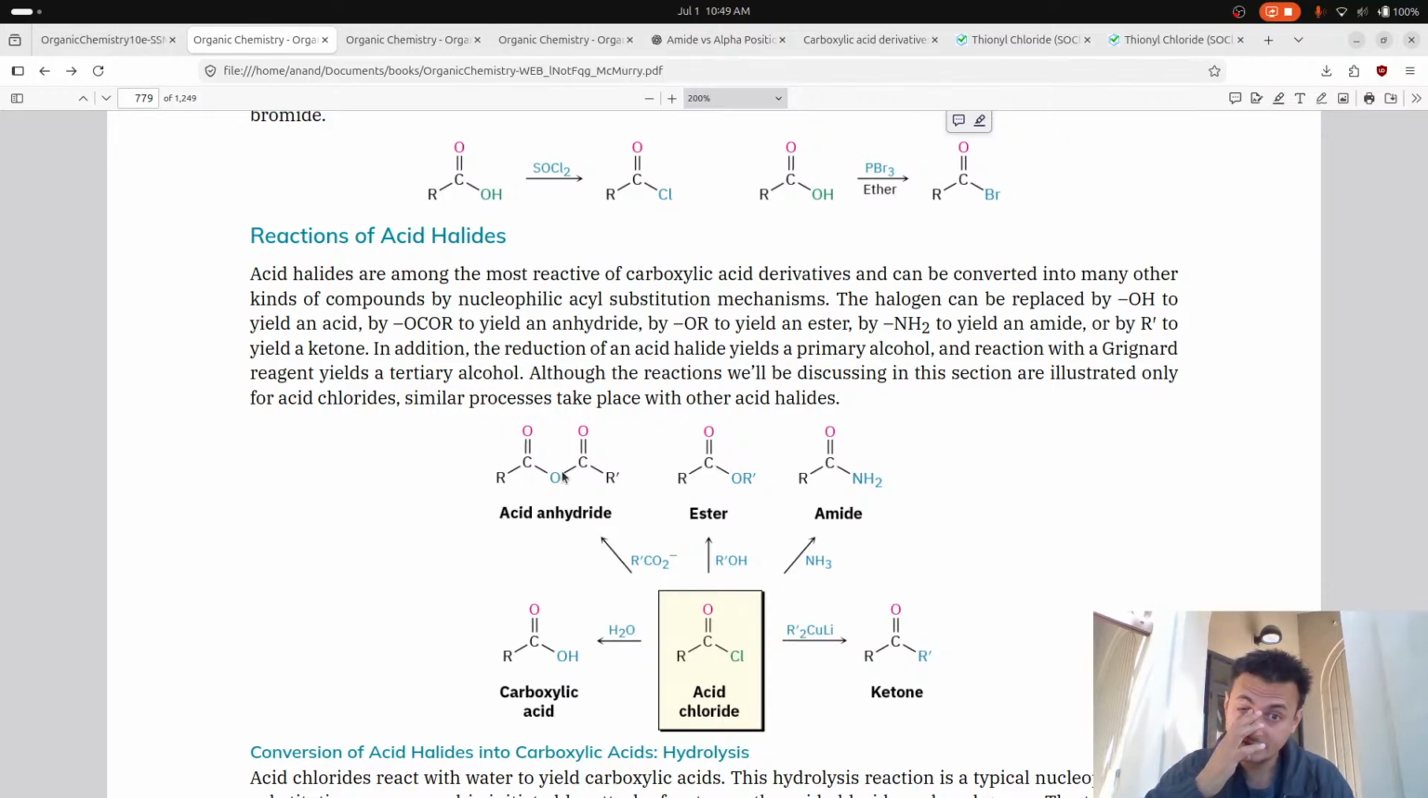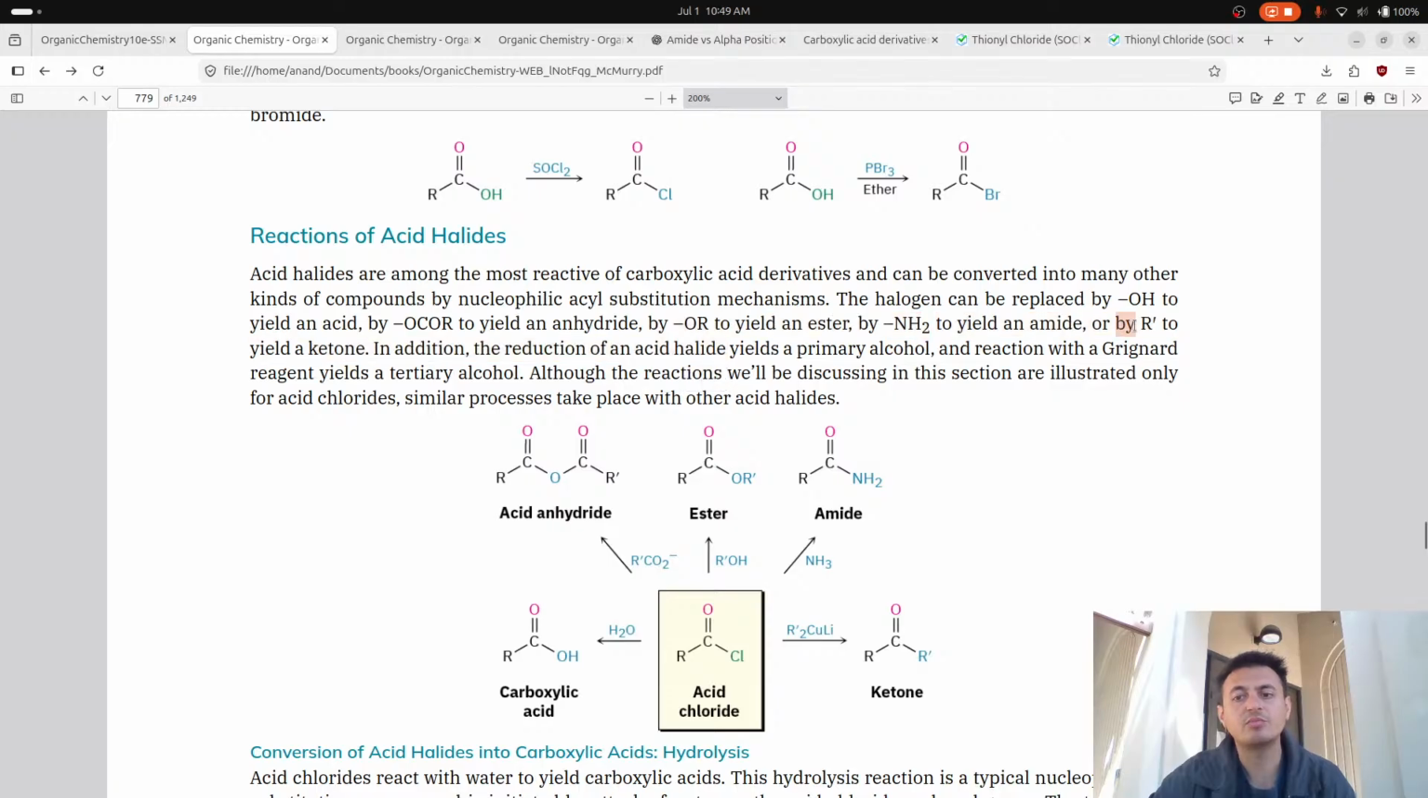All right, acid halides are among the most reactive carboxylic acid derivatives and can be converted into many other kinds of compounds by nucleophilic acyl substitution mechanisms. The halogen can be replaced by OH to yield an acid, OCOR to yield an anhydride, OR to yield an ester, NH to yield an amide, or by R prime to yield a ketone.